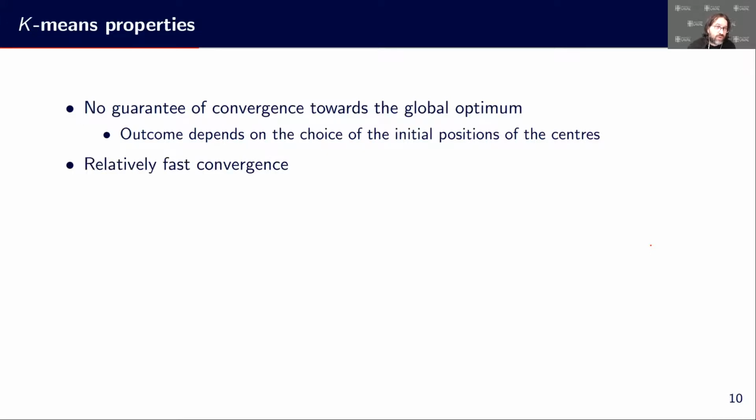However, we know that K-means is converging relatively fast. It takes several iterations, but it gets into a stable configuration quite often. And so the algorithm will stop there.